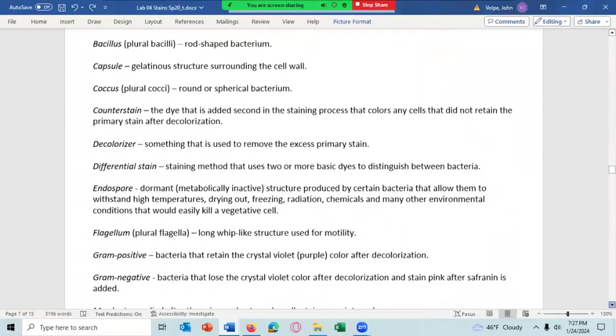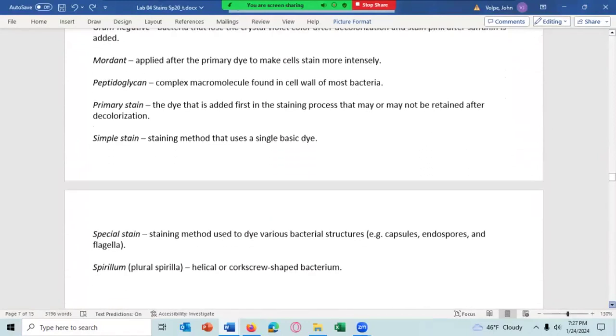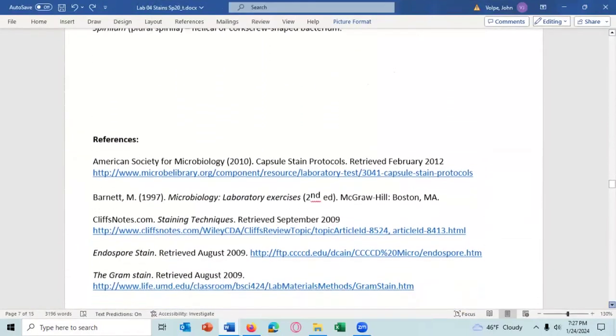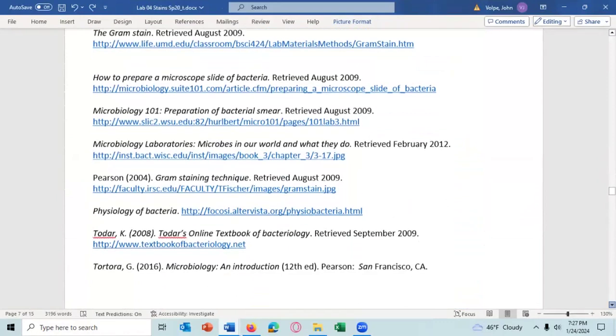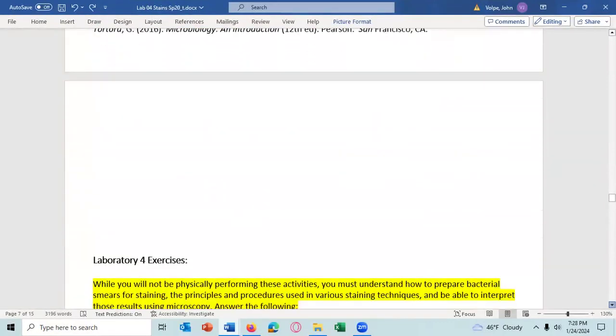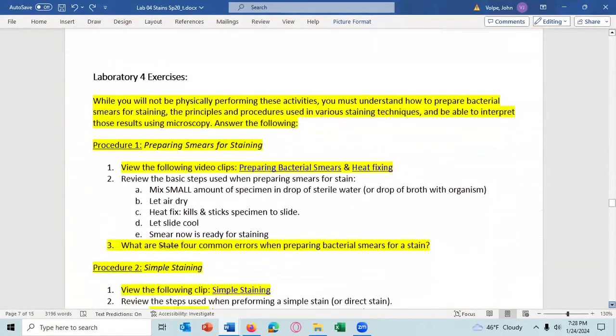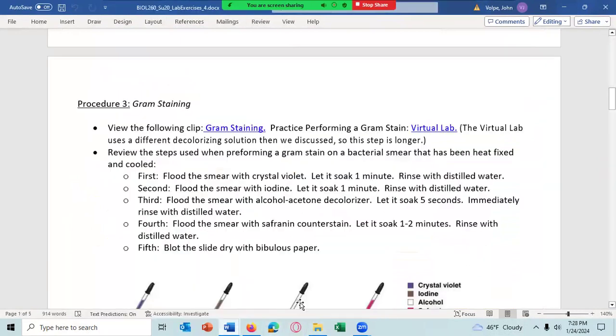All right, know the terms of this lab. You can skip the references. And then let's talk about the exercises. Let me see, I think that's on this page here.